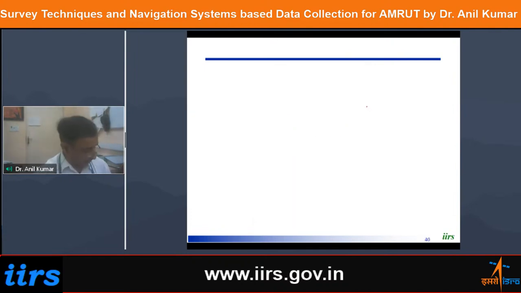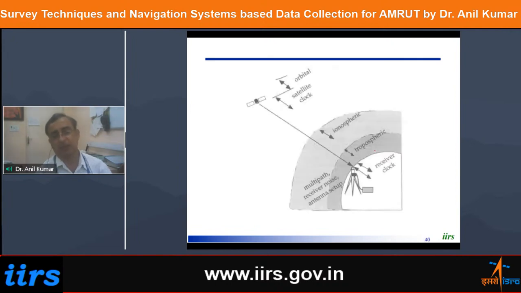Let us see some of the errors before we go to the application side. So, GPS positioning errors. There are different errors like orbital error, how correctly the GPS coordinates have been calculated, and how correctly the satellite clocks are known. The signal comes through the ionosphere, which introduces delay. The signal also comes through the troposphere. Ionosphere is basically charged particles, and troposphere is basically dust and water vapor content, and they introduce delay.